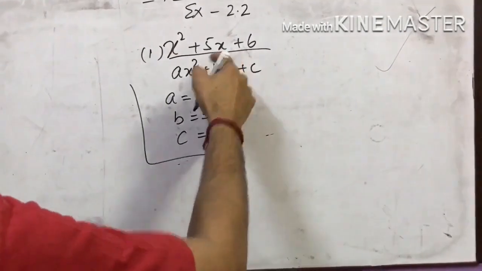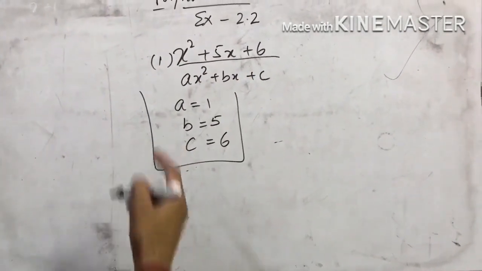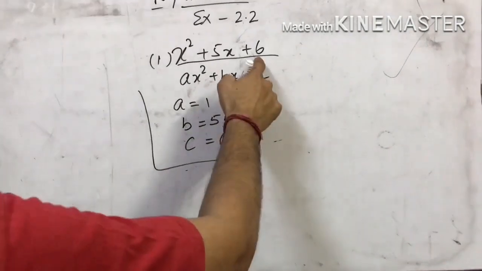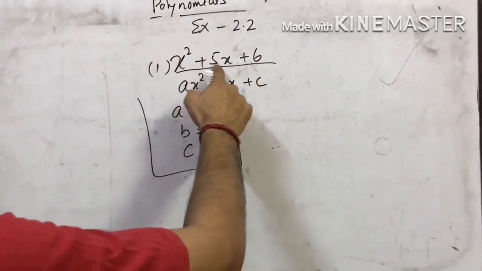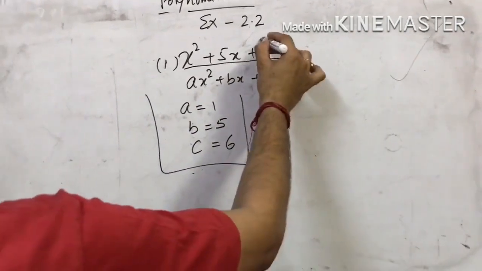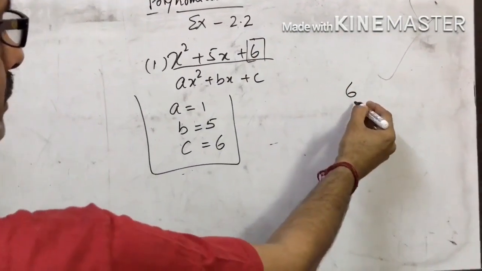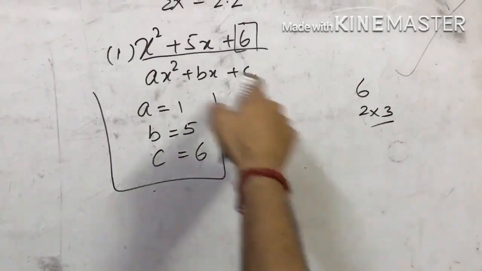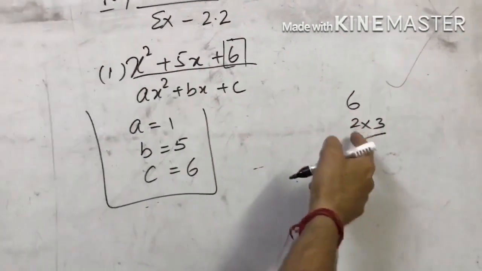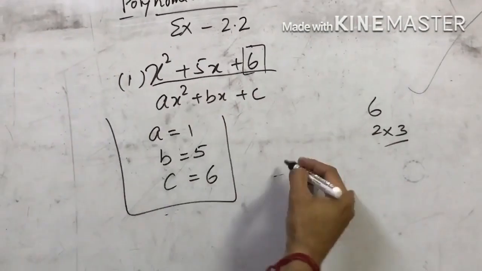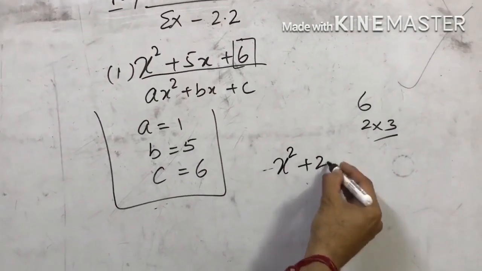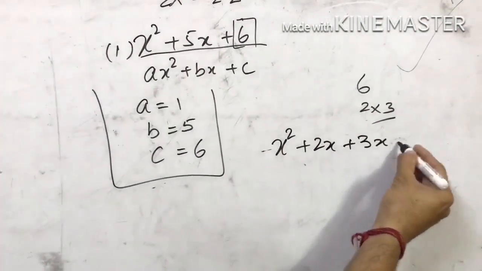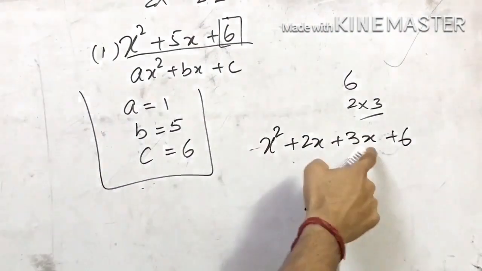So how can you find the factors of this equation? We have done it in 8th and 9th also. That is called splitting the middle term. So x square plus 5x plus 6 means you have to take this 6 and find its factors in such a way that either when you add or subtract them you get the middle term. So 2 and 3, when you add them you get 5. So that means you can write x square plus 2x plus 3x plus 6. You can write this equation in this form.